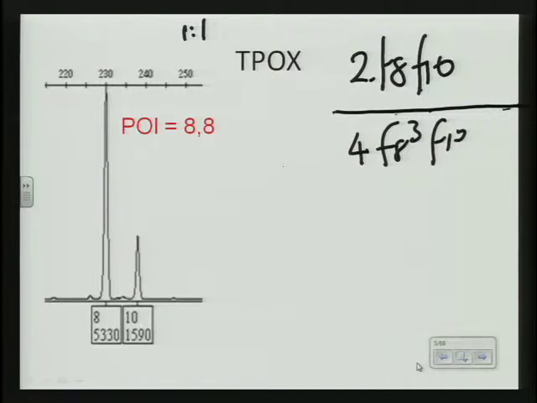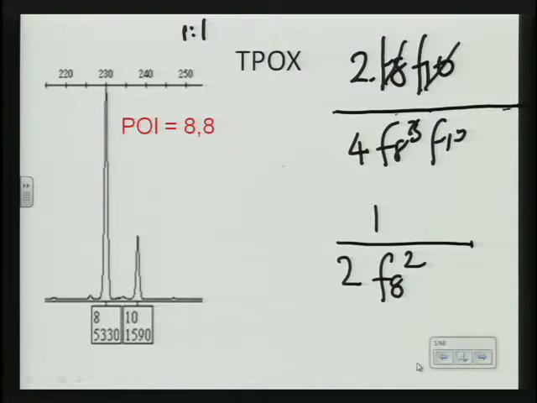Which, when we cancel through, gives me 1 over 2 F8 squared. Sorry for that being fairly tortuous, but we get to the same answer in the end.